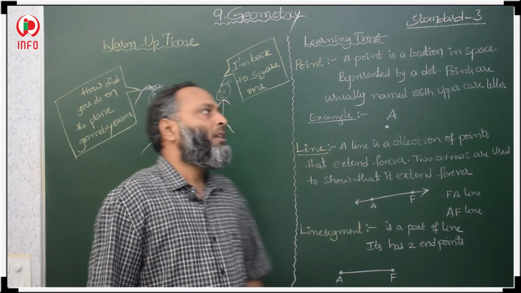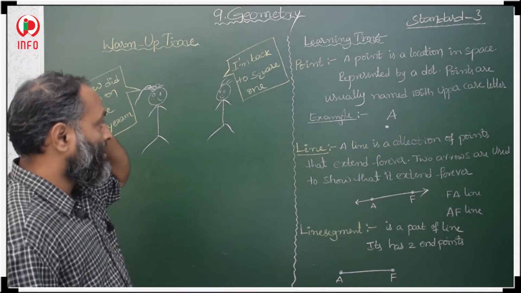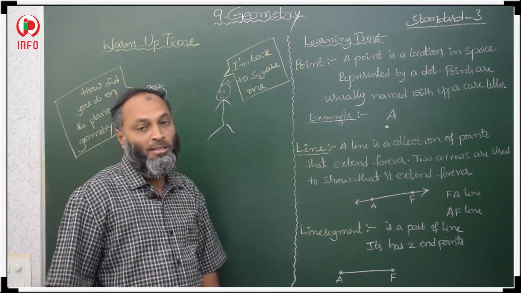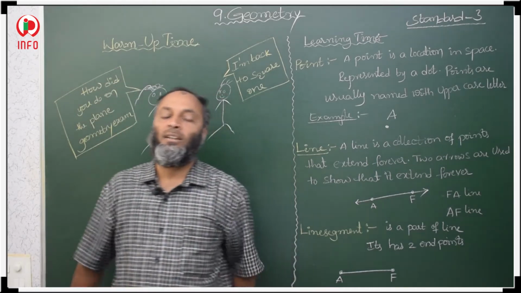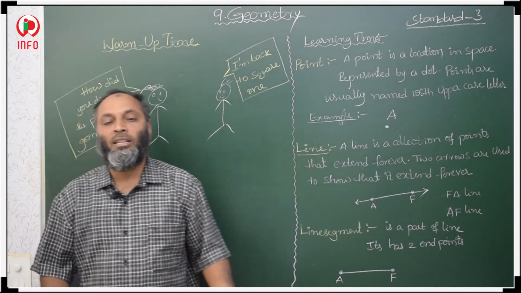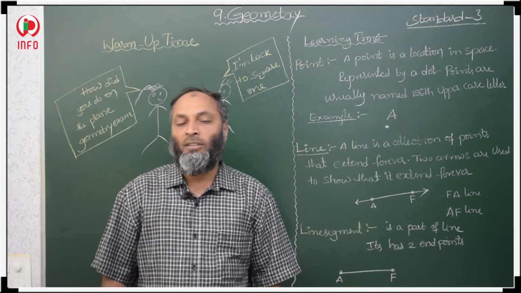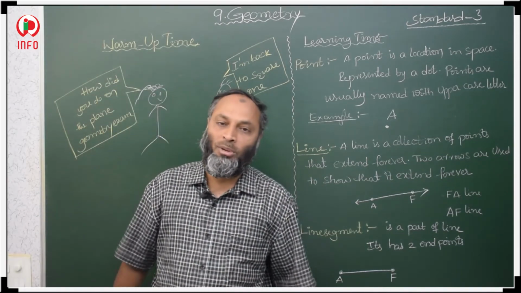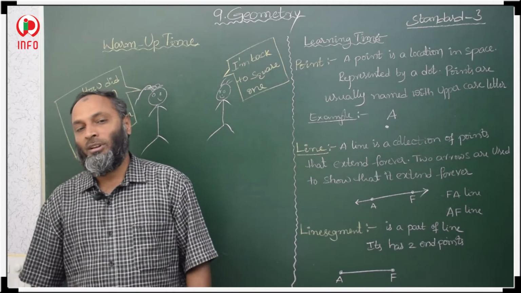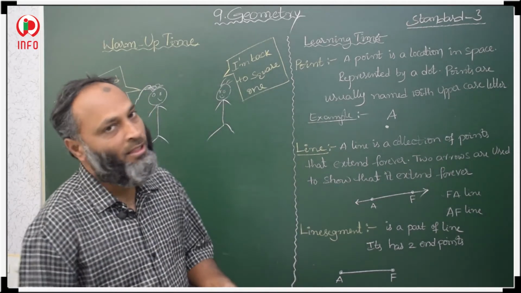Okay, and after that, he answered, I'm back to square one. Square one means the answer sheet is in square shape, or sometimes rectangular shape. He is saying that he came back with the question paper. The question paper is in square shape. So he is saying, I am back to square one.